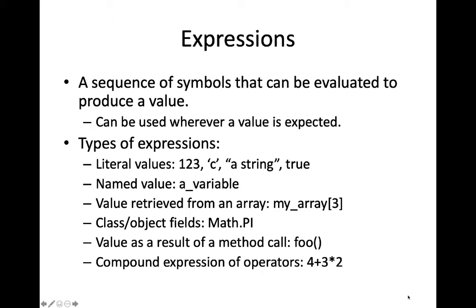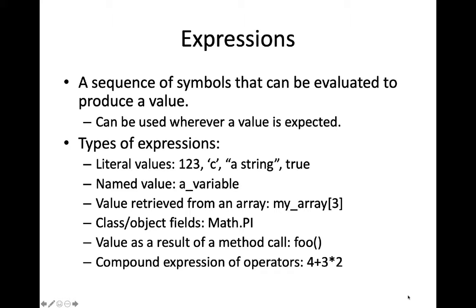Class and object fields are also values that we can express, right? So we haven't talked about fields much, but the idea here is that all classes and objects in Java are possibly associated with fields. And fields are basically just named values associated with that class or object. And so here, for example, is the Math class.